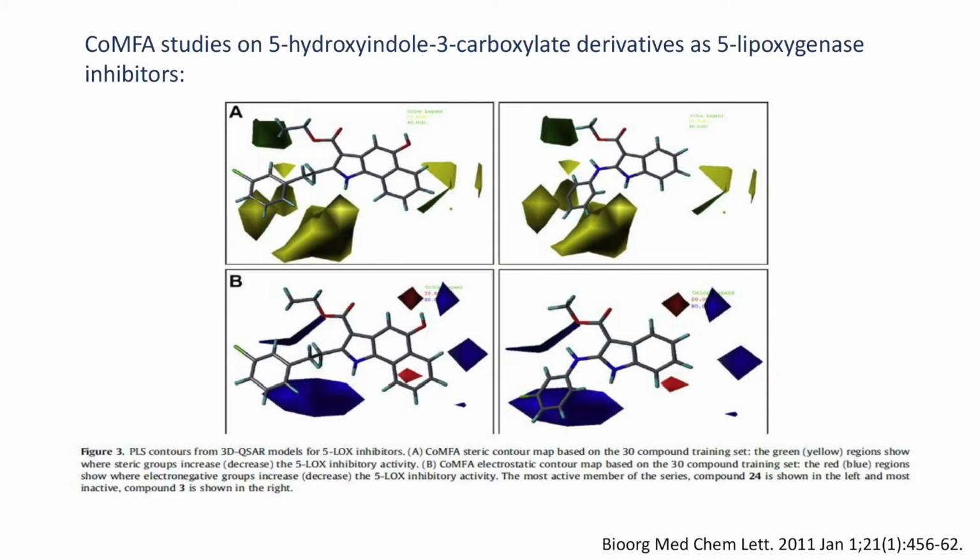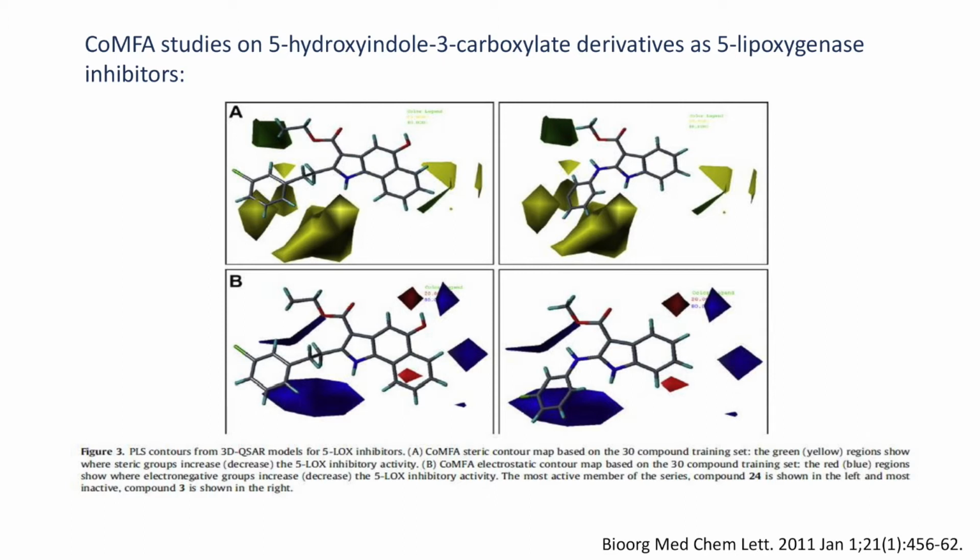The COMFA and COMSIA models we have generated for 5-hydroxyindole 3-carboxylate derivatives that inhibit 5-lipoxygenase can be seen in the figure. Each contour is specific for one functional group and is represented in two colors. One region represents where modification of that particular functional group can increase or decrease the activity.